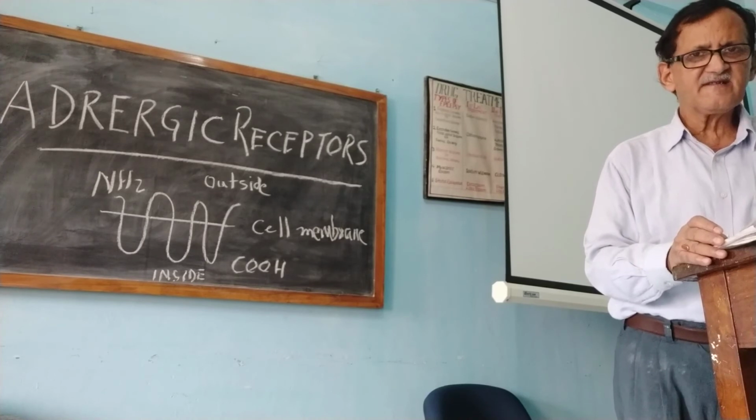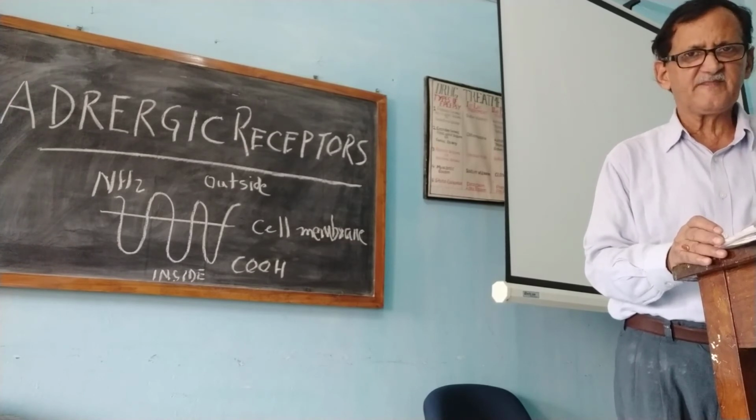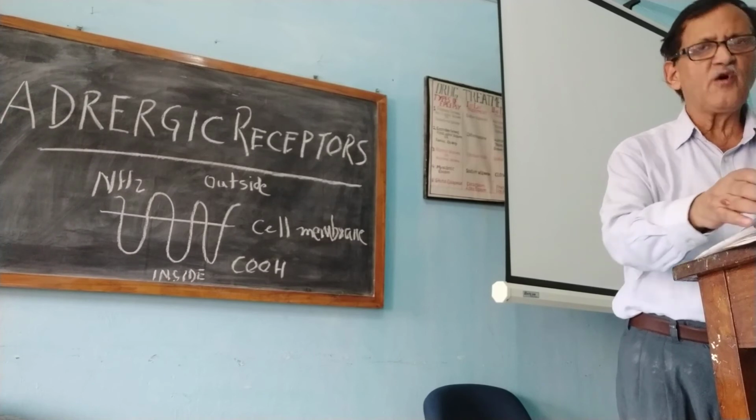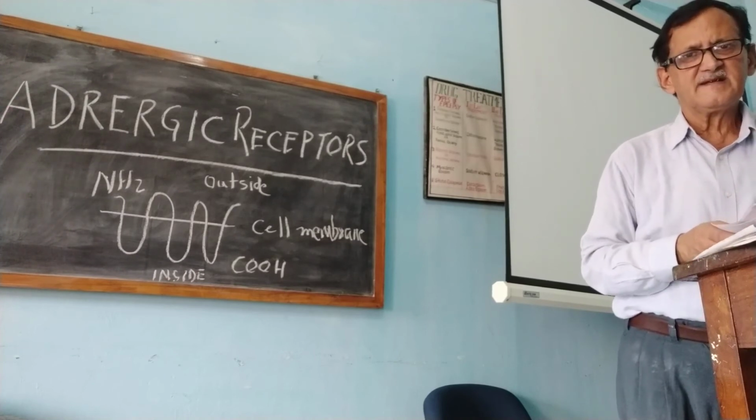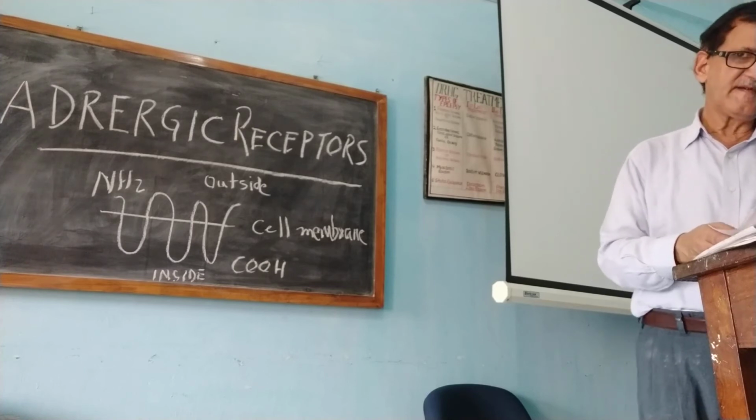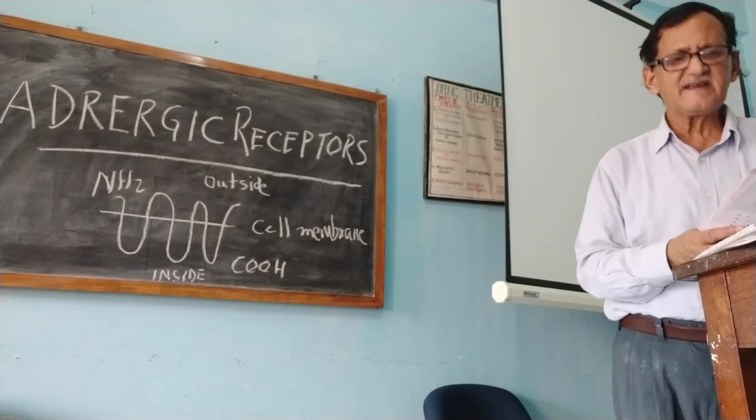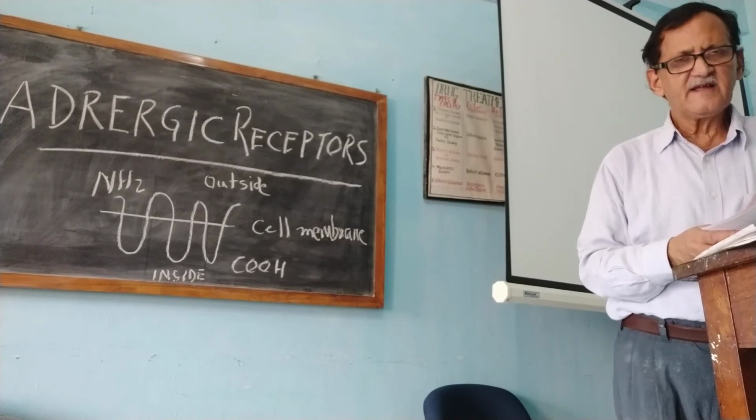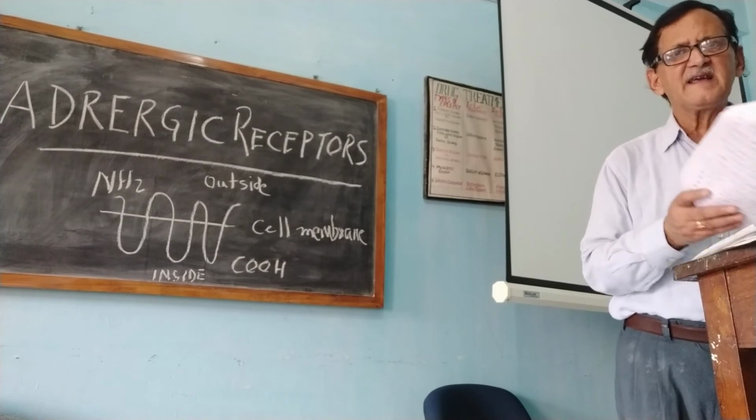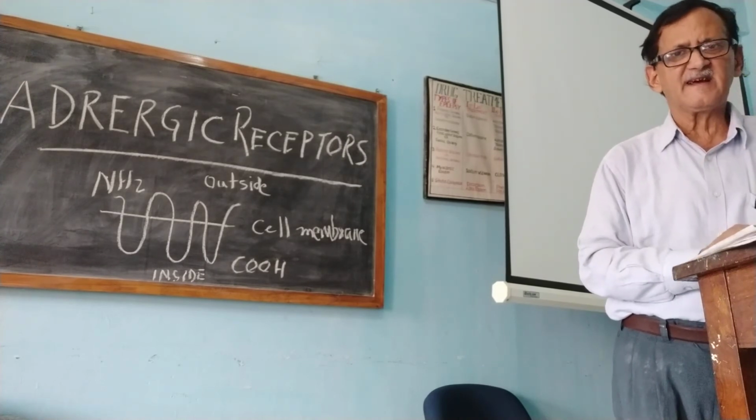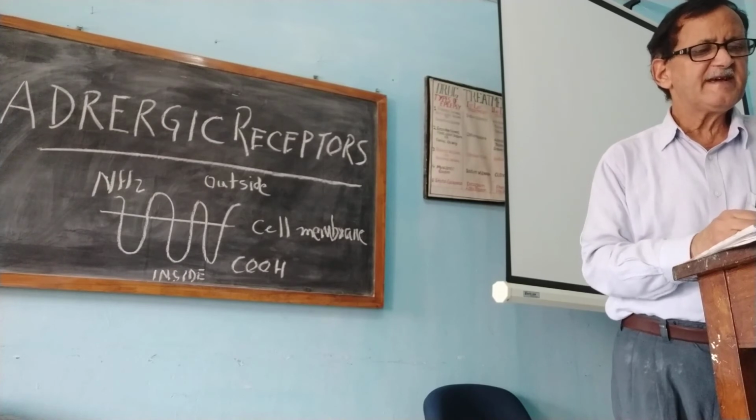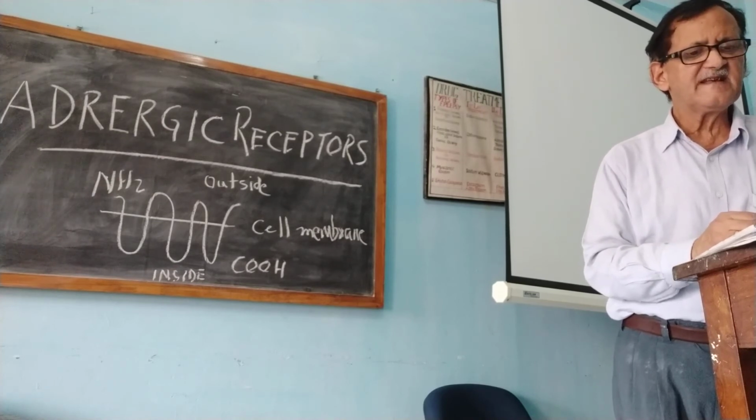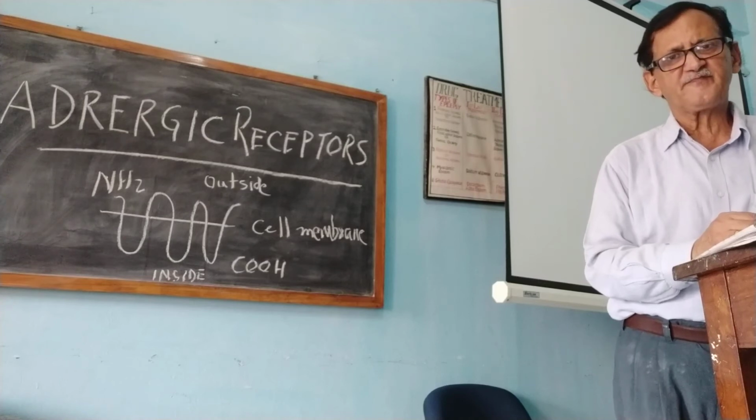So, actions are generalized vasodilation, especially skeletal vessels, and bronchodilation. Important action is generalized vasodilation, especially upon skeletal vessels, and there will be bronchodilation. It will dilate and relax the bronchi muscles. There will be increase in glycogenolysis in liver and skeletal muscles.